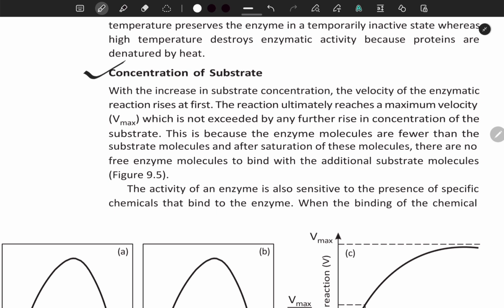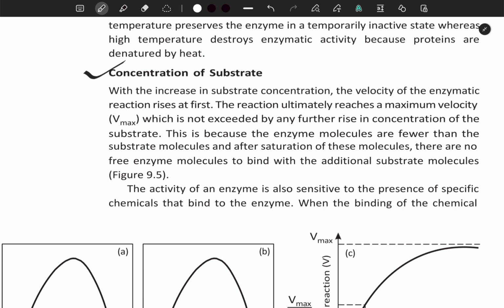Concentration of substrate. With the increase in substrate concentration, the velocity of the enzymatic reaction rises at first. The reaction ultimately reaches a maximum velocity, that is Vmax, which is not exceeded by any further rise in concentration of the substrate. This is because the enzyme molecules are fewer than the substrate molecules, and after saturation of these molecules, there are no free enzyme molecules to bind with the additional substrate molecules.